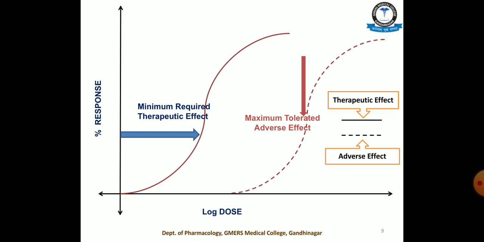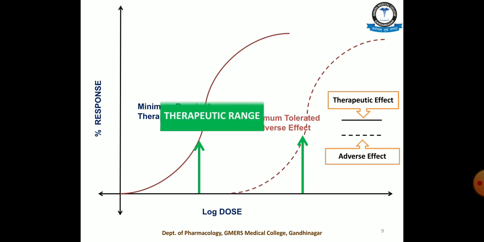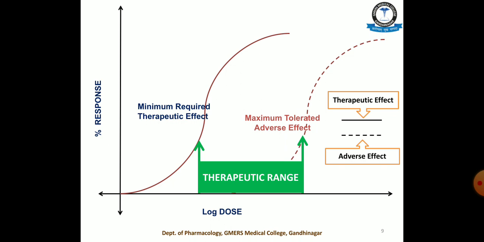So there is a dose at which a minimum required therapeutic effect occurs, you cannot prescribe an amount of the drug less than that, and there is one upper range beyond which you cannot increase the dose because the adverse effects are not tolerable. Okay, and we have to prescribe the drug in between these two ranges, and this is known as the therapeutic range, or we can say the therapeutic index.